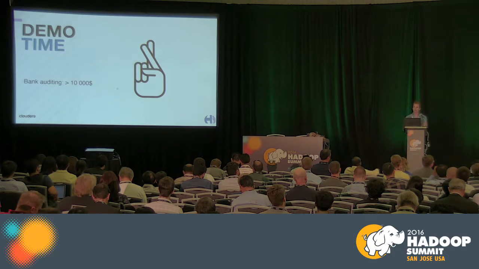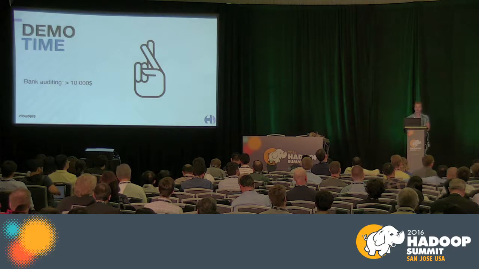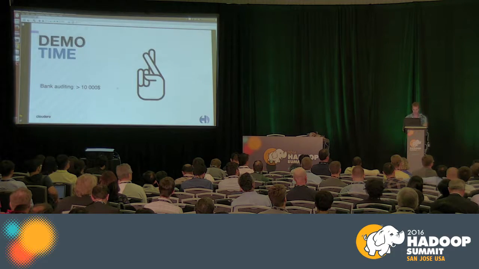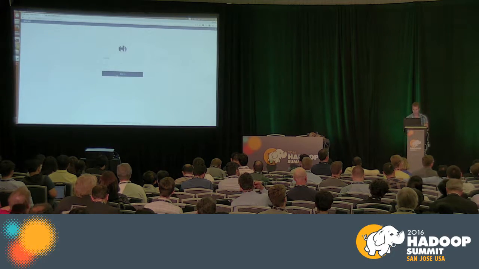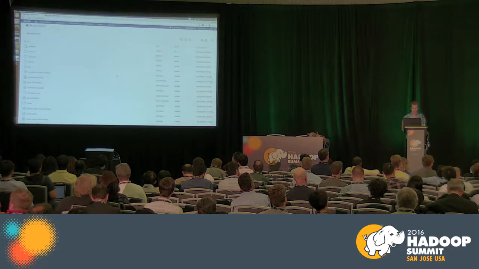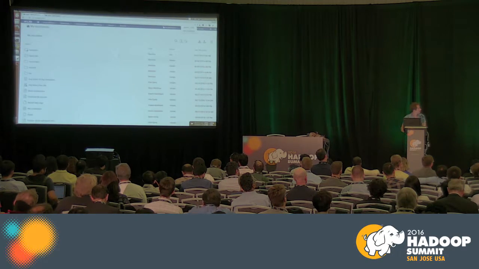I will follow up with a demo of what you can do. I will use a banking scenario where we need to get all the transactions of our customers that are more than $10,000. So I will just switch to Hue and go. Maybe I will zoom a bit.